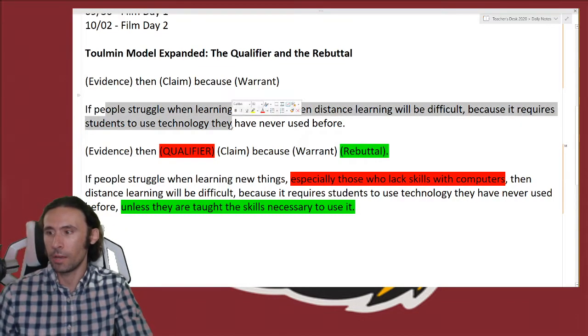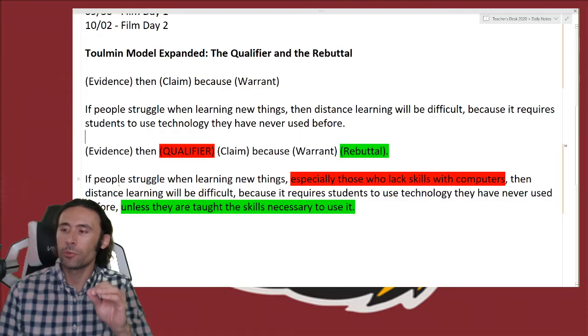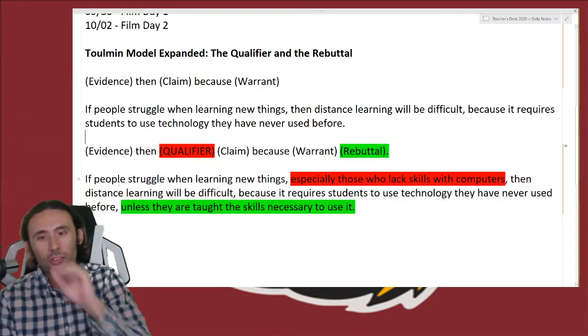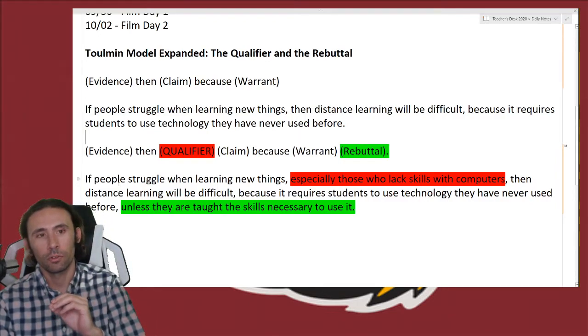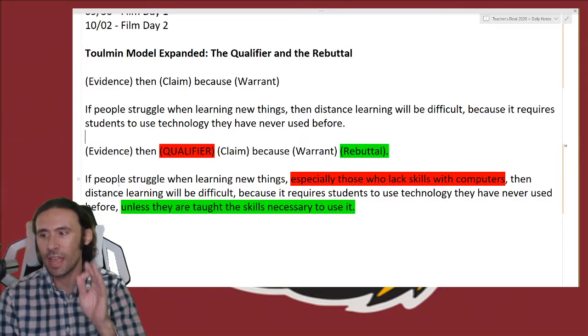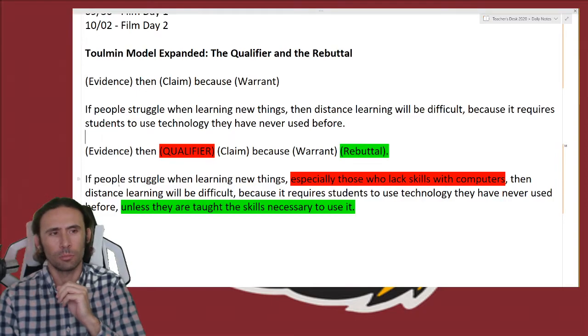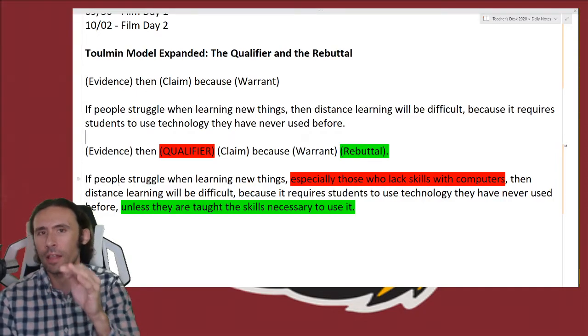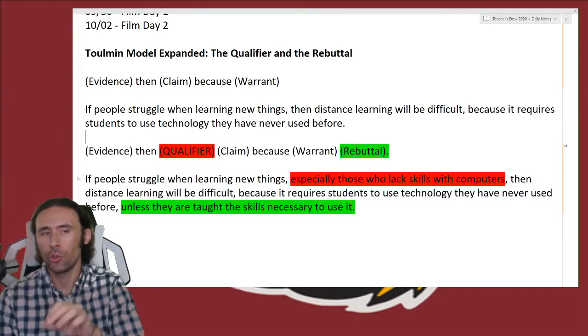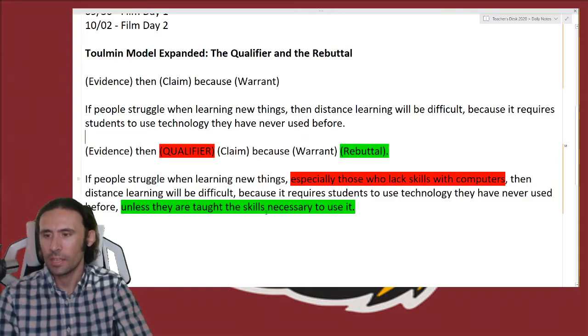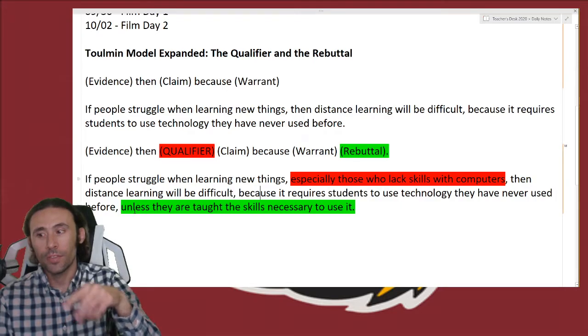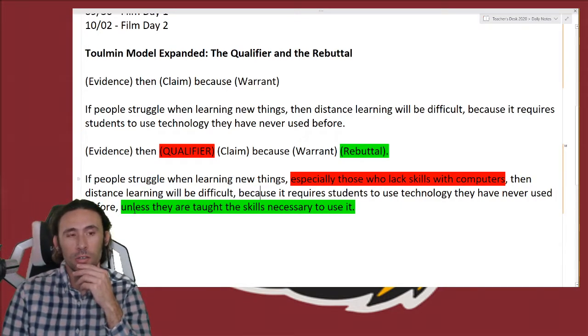Same example, but now it has a qualifier and a rebuttal. If people struggle when learning new things, especially those who lack skills with computers. See what I did there? I qualified it. It's not everybody. It's not all people. It's especially those who lack skills with computers. So the qualifier allows me to be a little more specific with who, when, and where I'm discussing. Especially those who lack skills with computers, then distance learning will be difficult because it requires students to use technology they have never used before, unless they are taught the skills necessary to use it.